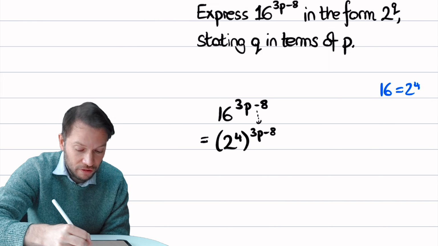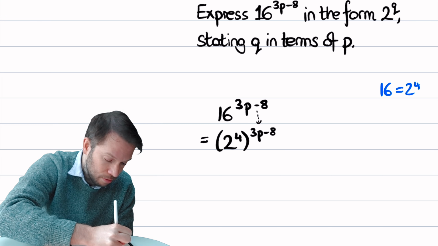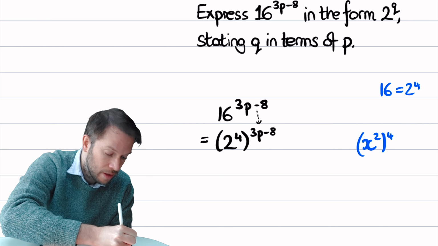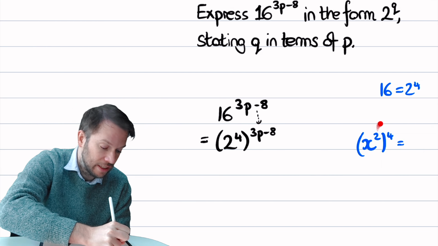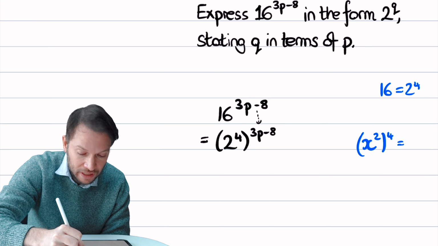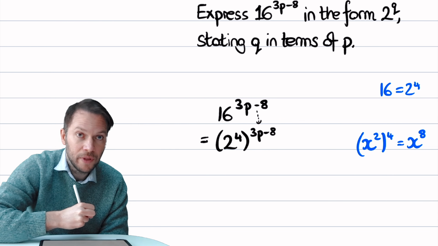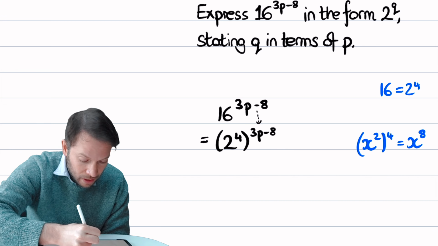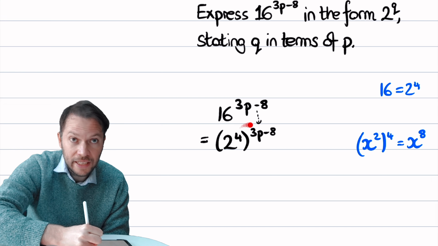But now we can use laws of indices, because remember, if you have, for example, x squared to the power of 4, if you raise a power to a power, you can multiply these indices. So you just do 2 times 4 is 8, so you would get x to the power of 8. We can use that same law here. We're raising a power to a power, so we just multiply these indices together.